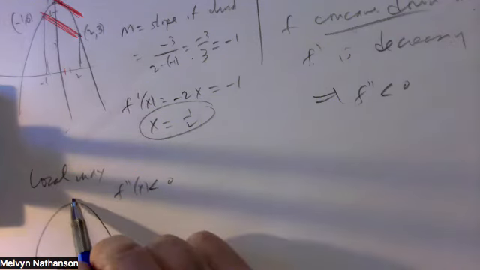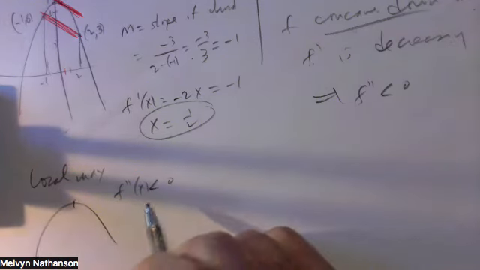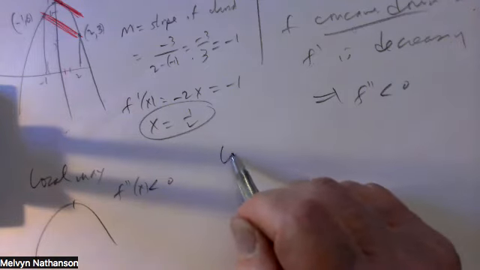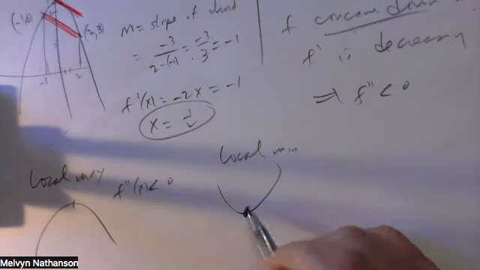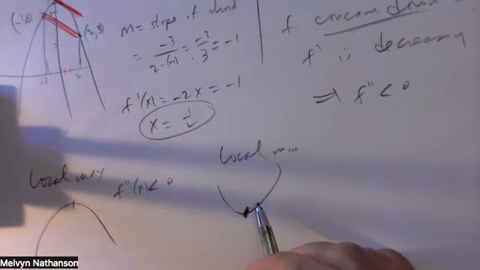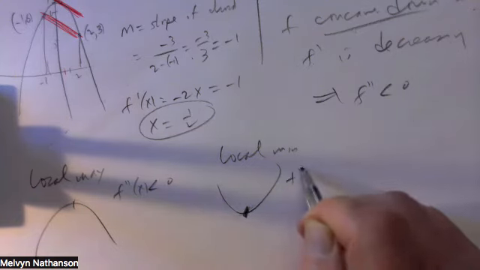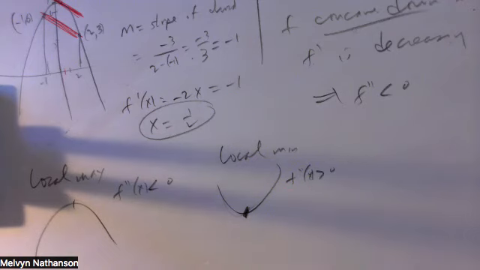The second derivative is negative at this point. If you have a local minimum, the curve is concave up, and so the second derivative is positive at that point. And this is a way, in many cases, but not all cases, to determine whether you have a local minimum or a local maximum.